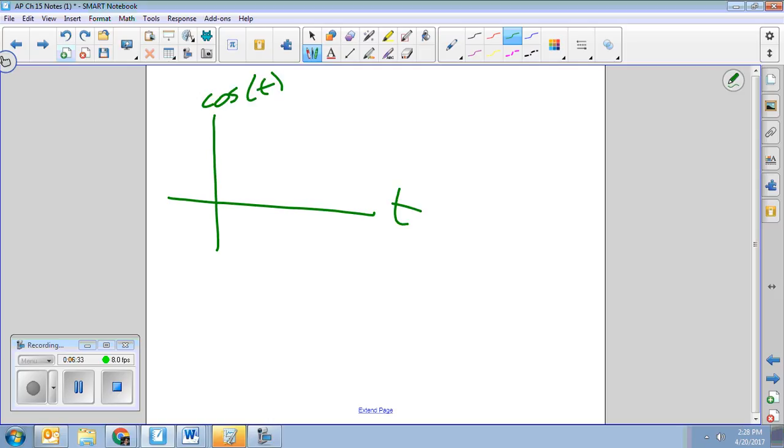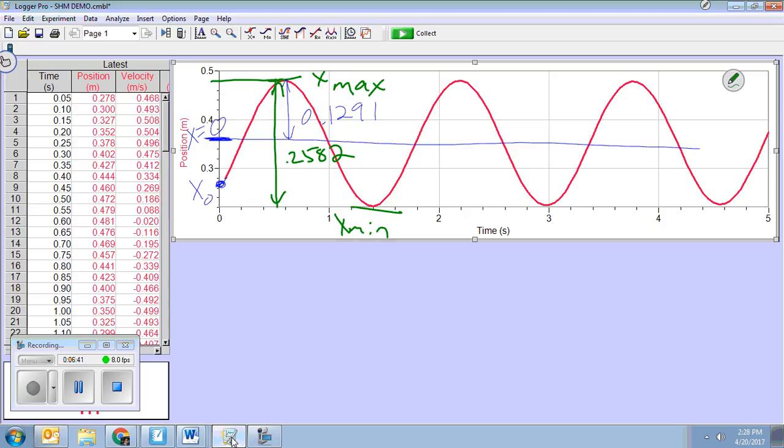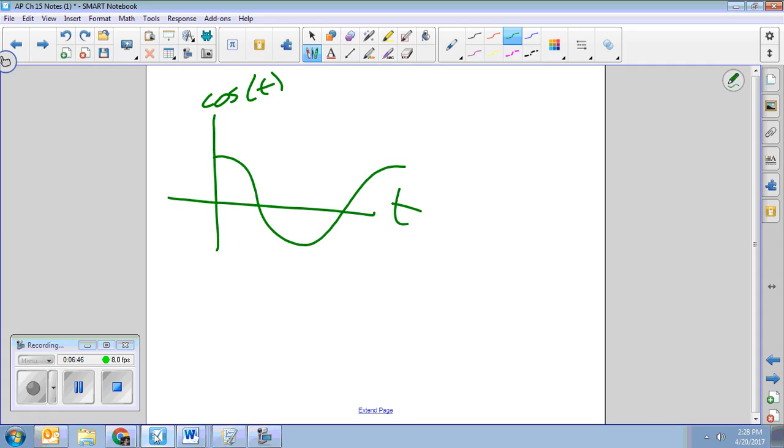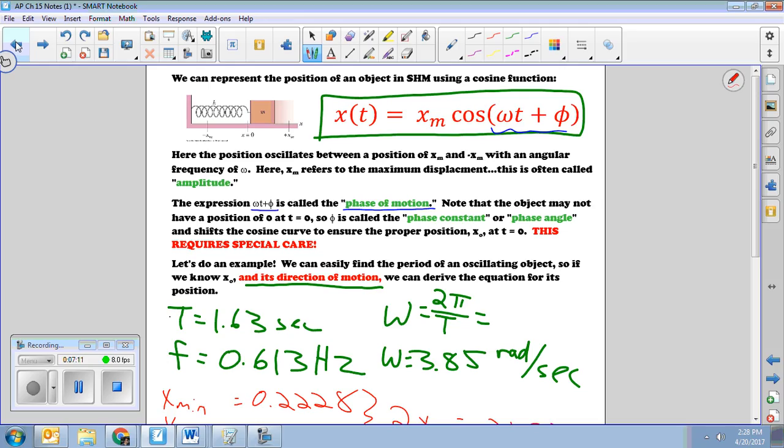Here's what cosine of t looks like, right? Our graph looks like this. So to get our graph from this graph, which way do I need to shift it? I've got to shift it to the right, don't I? Which means, do I want to do minus my phi value or plus my phi value? Minus.